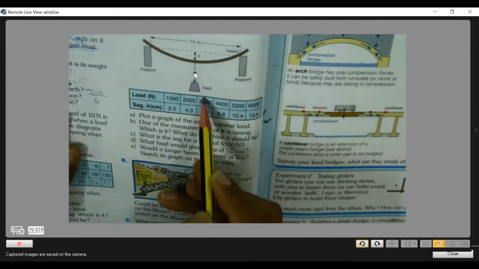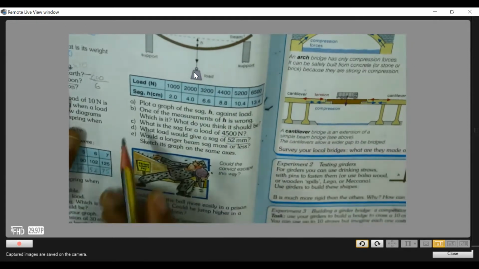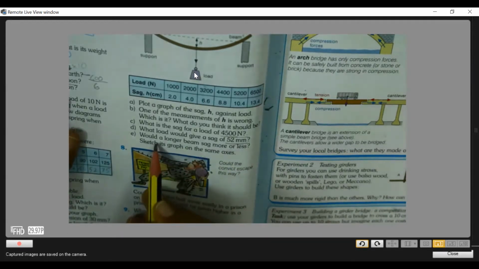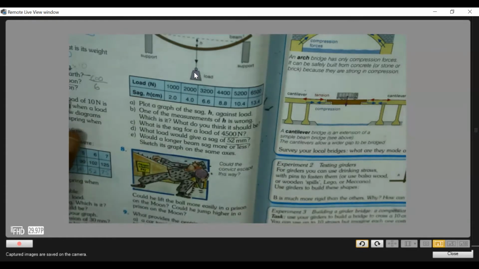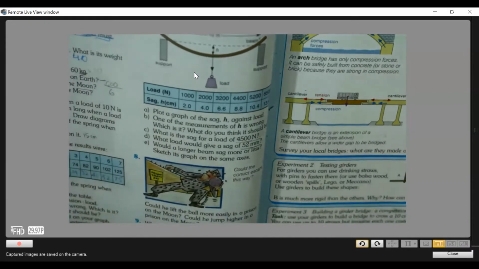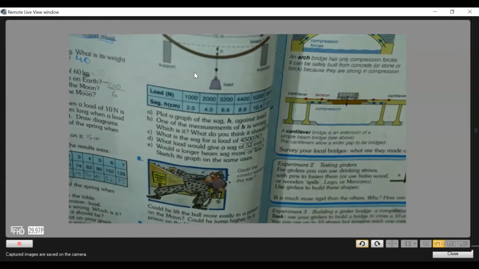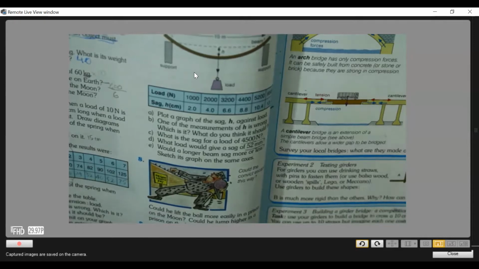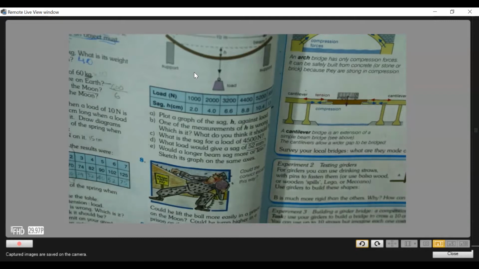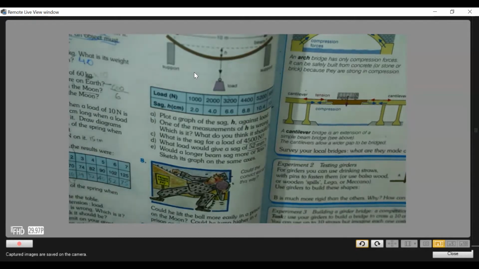Okay. So would a longer beam sag more or less? Yes, Sidra? It would sag more. Why? Because the length would be longer. Yes, I think so too. A longer beam will sag more because there will be more length without support, and so it will have more space to sag.